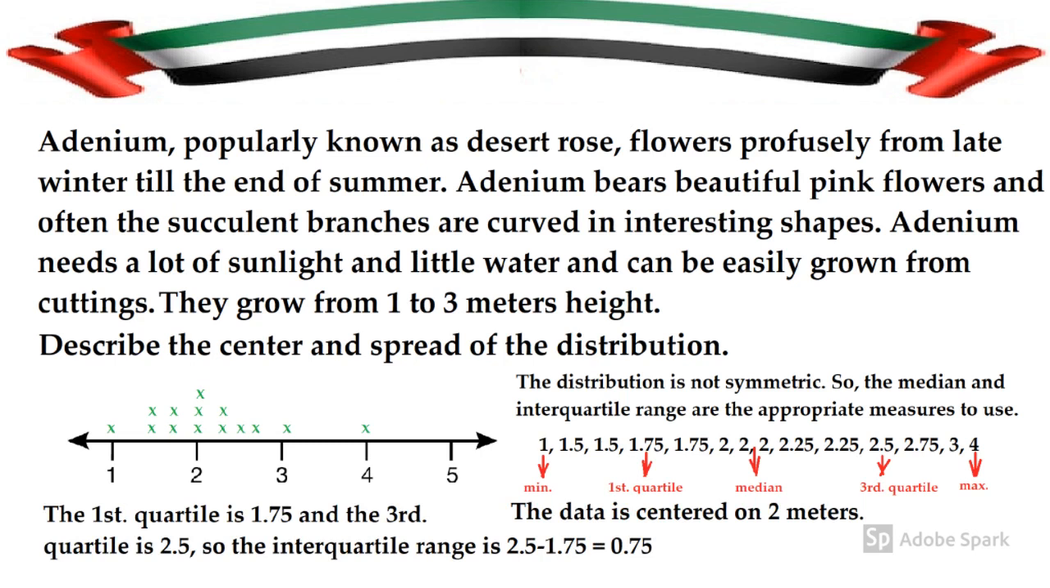So the interquartile range is the third quartile minus the first quartile, which is 2.5 minus 1.75. It will give us 0.75. Therefore, the spread of the distribution is 0.75. Remember, the interquartile range is the spread of data around the center, which is 0.75.